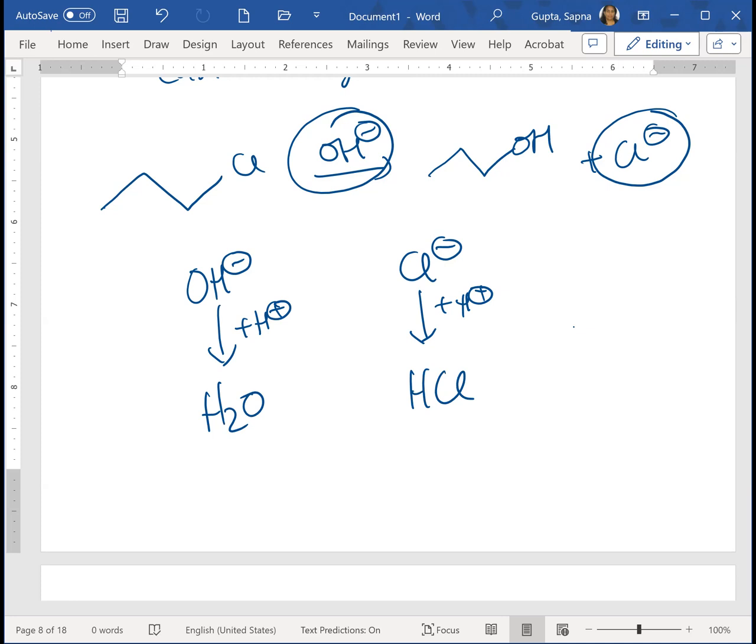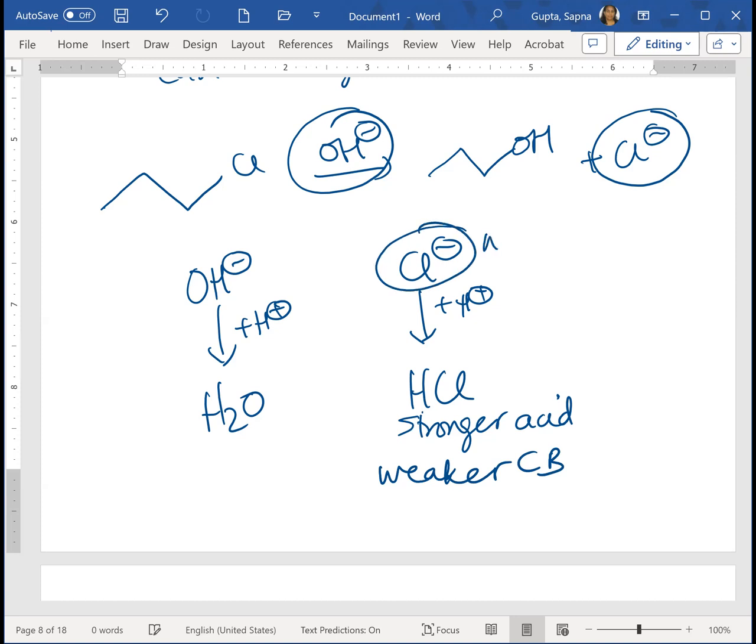This is what I do. I still do this when I'm confused. I will just convert the nucleophile or the leaving group into acid. Now, when I look at water and acid, I know this is a stronger acid. So a stronger acid gives me, remember, a weaker conjugate base. That's my logic. So that's how I know that this is going to be a weak base, and then this is the strong base.